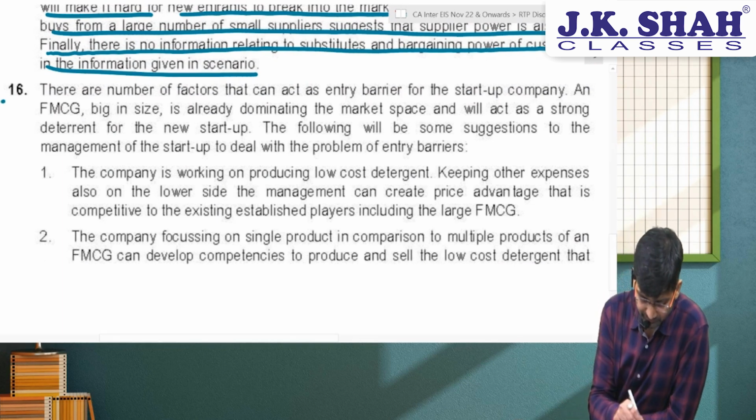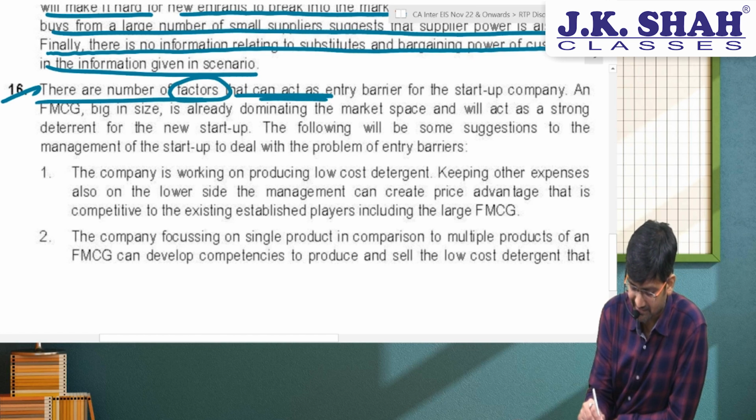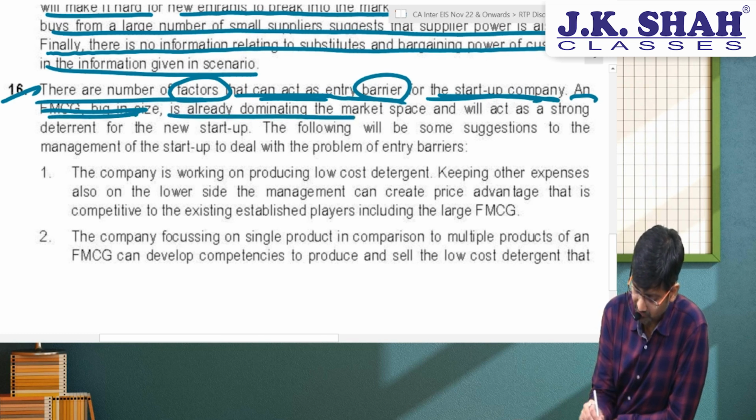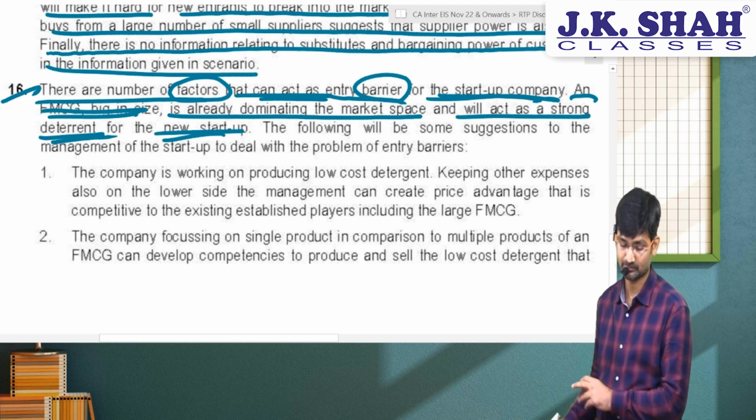There are a number of factors that can act as an entry barrier for the startup company. An FMCG big in size is already dominating the market space and will act as a strong deterrent for the new startup. Are you with me?